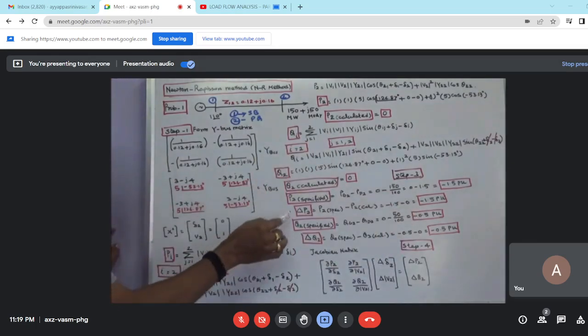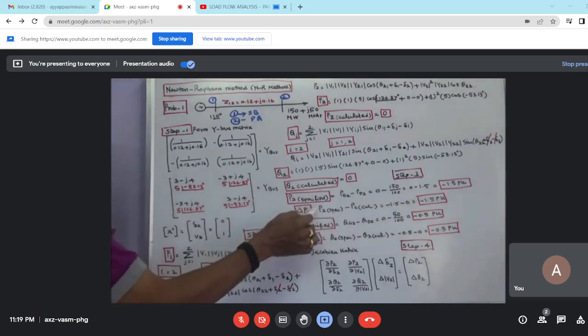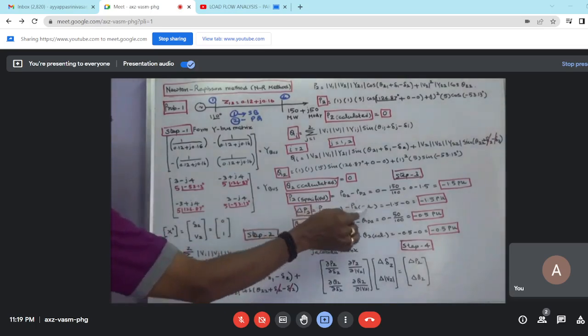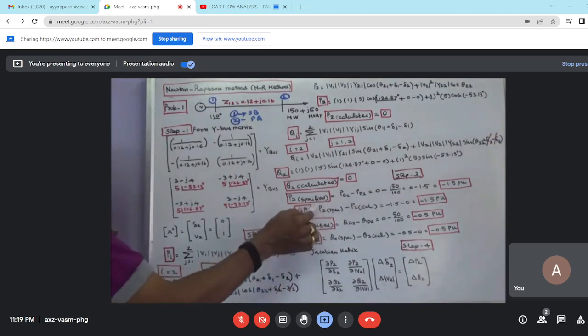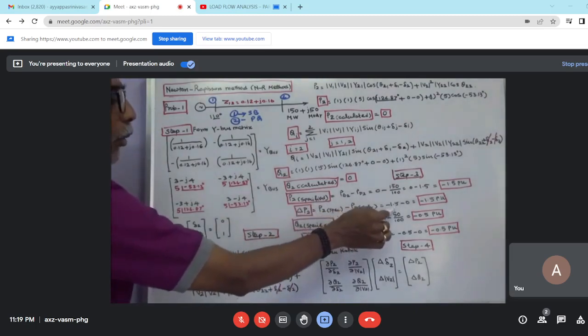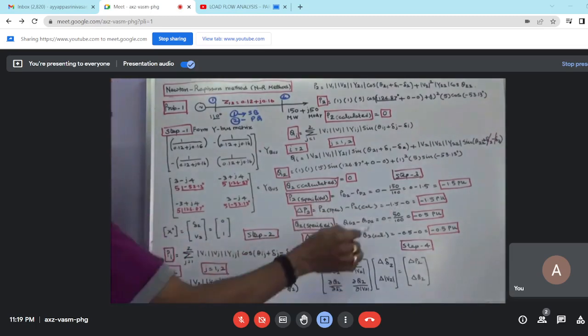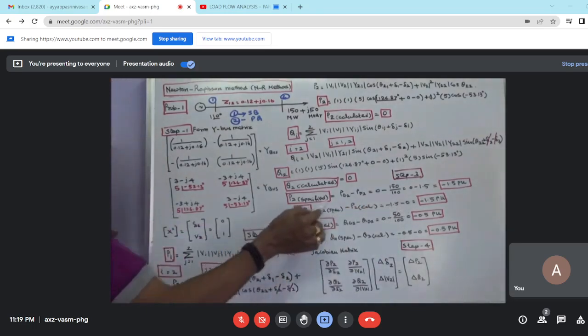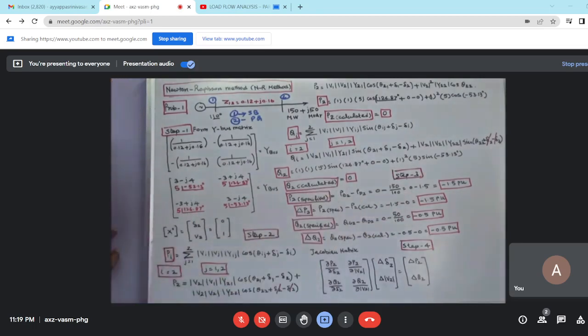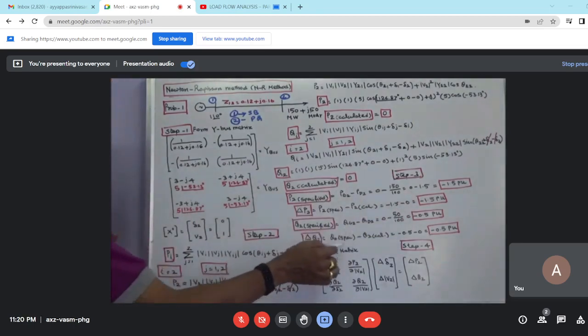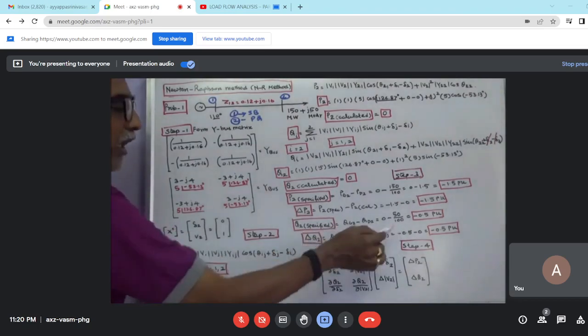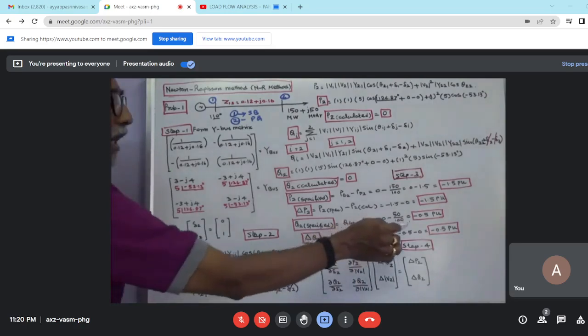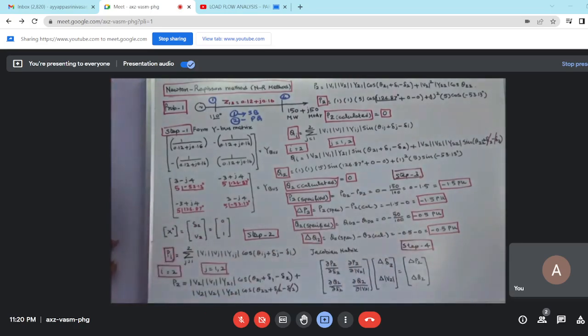I can calculate del P2. That is P2 specified minus P2 calculated. P2 specified is minus 1.5. P2 calculated is 0. Therefore, del P2 is equal to minus 1.5 per unit. Similarly, del Q2 is equal to Q2 specified, minus 0.5, minus Q2 calculated, which is 0. Del Q2 is equal to minus 0.5 per unit.